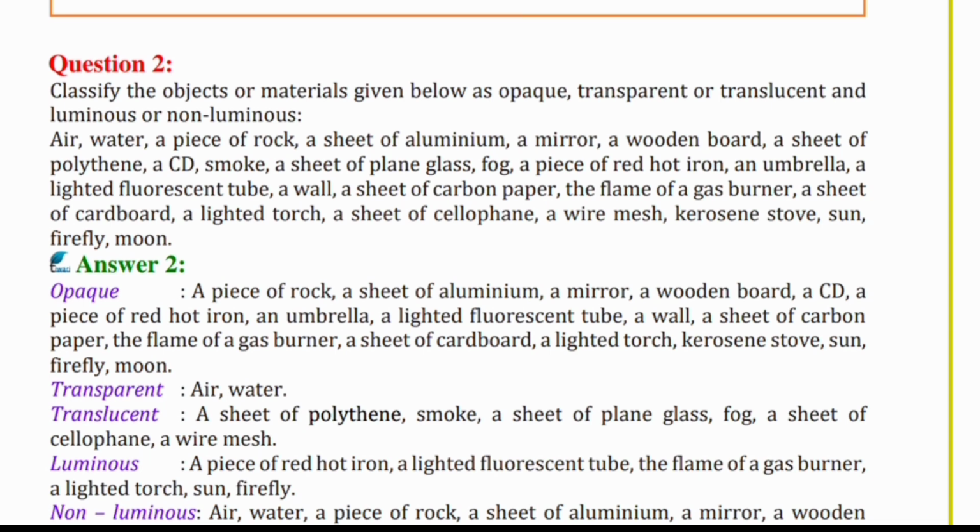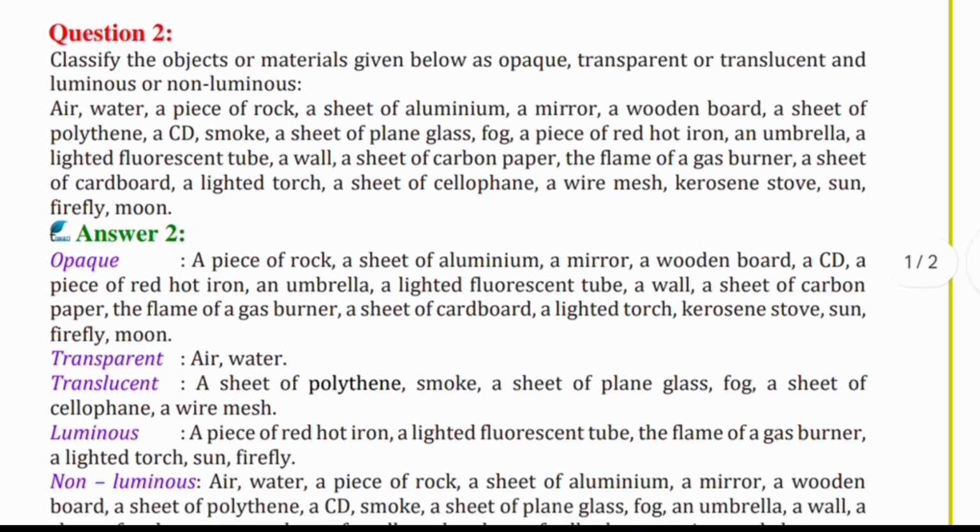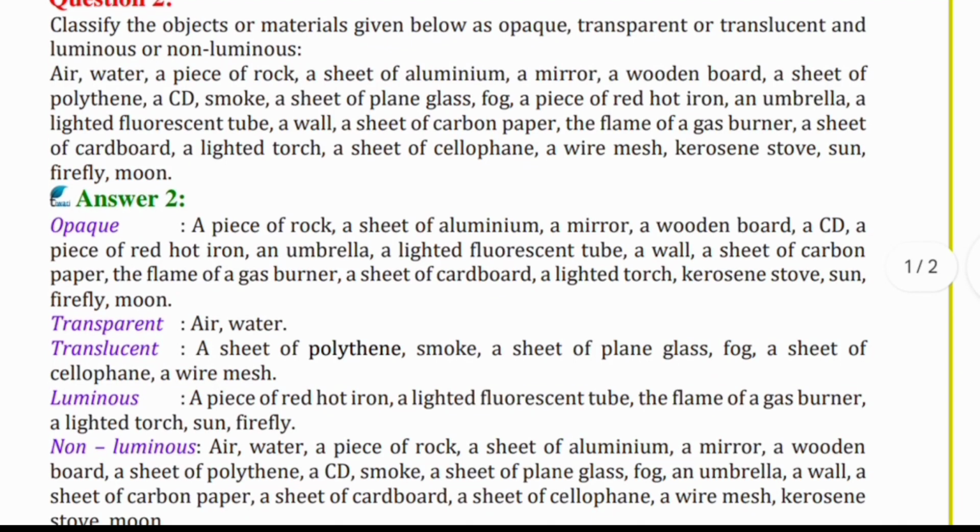So what are the transparent objects? Air and water are transparent. Translucent: a sheet of polythene, smoke, a sheet of plain glass, fog, a sheet of cellophane, a wire mesh. These are translucent objects. Now let's see luminous objects.